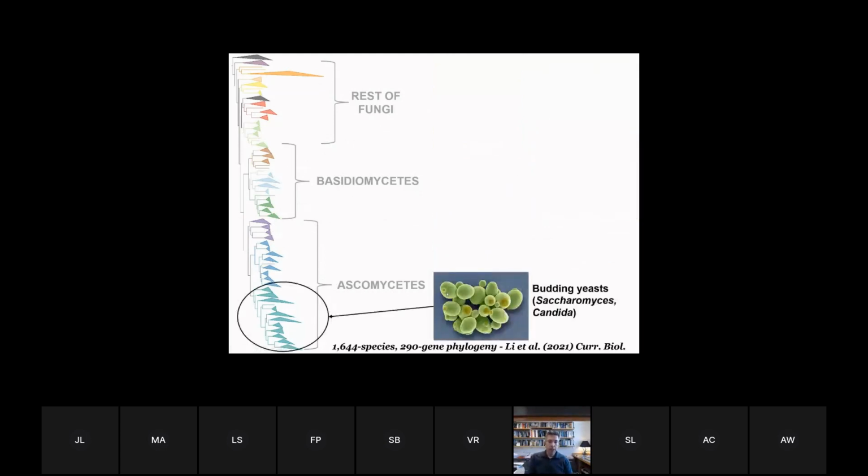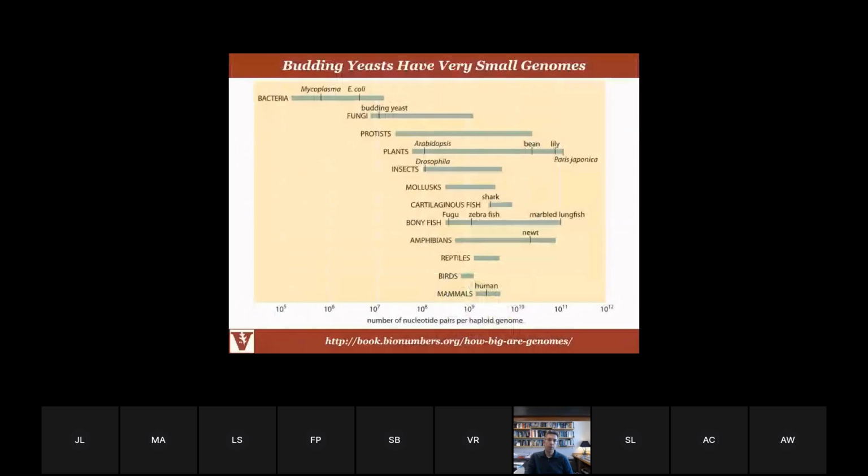But my main interests are the budding yeast. So these include 1,200 species, including Saccharomyces cerevisiae, the baker's yeast, and Candida albicans, the well-known human pathogen that's responsible for several types of yeast infections.